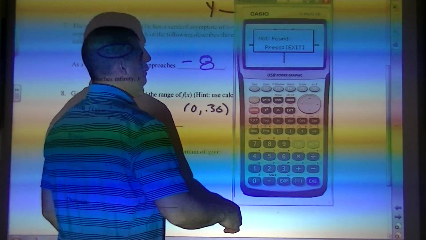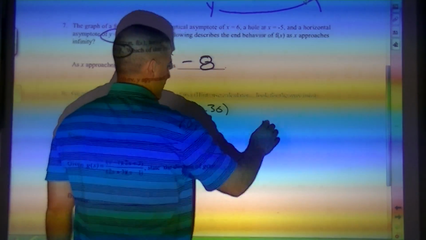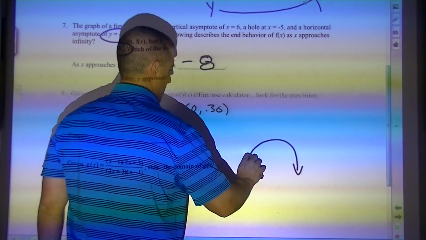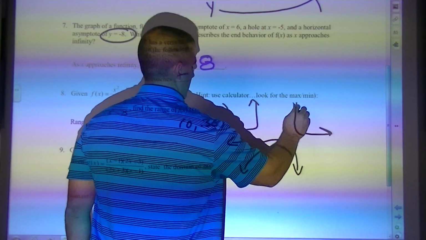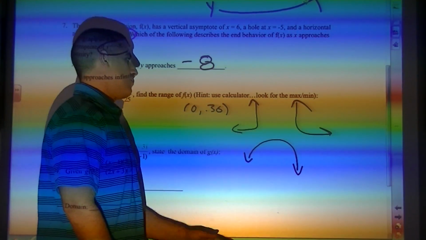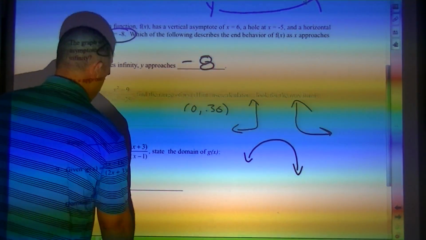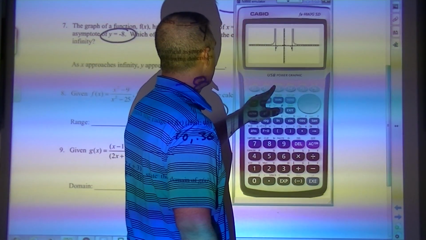So the idea here is that if you looked at the graph, it's there. So what was the range for a problem like that? Let's go back and look at that one more time. I'll draw.